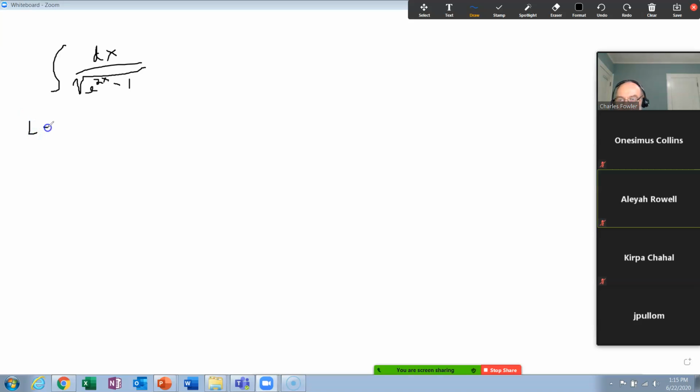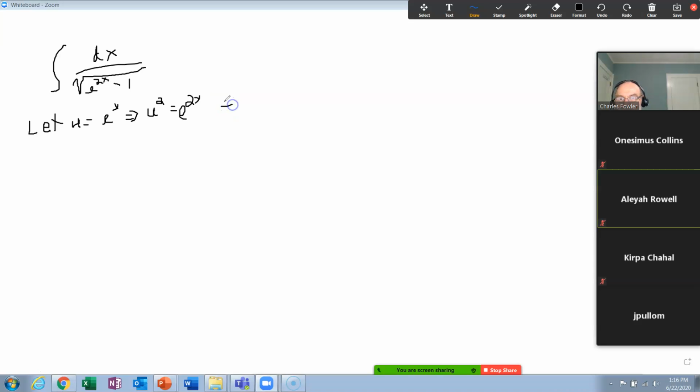Let, now sometimes this won't be necessary, but you'll see when it won't be, and you haven't lost anything. Let u equal e to the x. Now that implies that u squared is equal to e to the 2x. Agreed? You squared this side and squared that side.